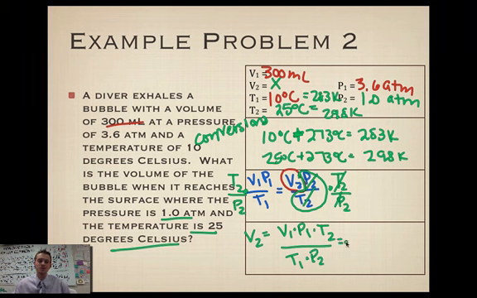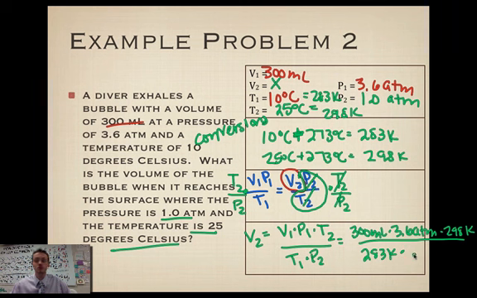At that point I just have to plug everything in and calculate. I have 300 milliliters times 3.6 atmospheres times my temperature 2, which is 298 Kelvin. And I'm going to divide that by my temperature 1, which was 283 Kelvin, times my pressure 2, which is 1 atmosphere. I'm going to look at my units. Atmospheres cancel, Kelvins cancel. I'm left with milliliters, which is a volume unit. So I am looking good.